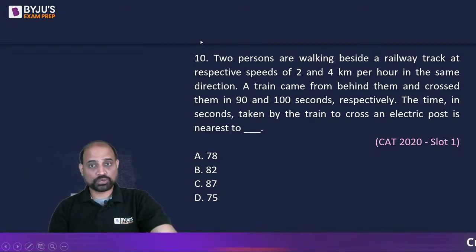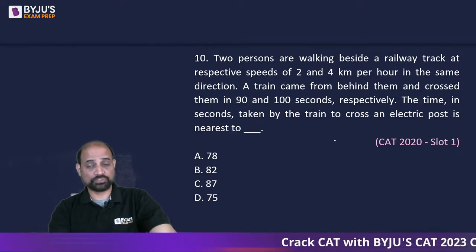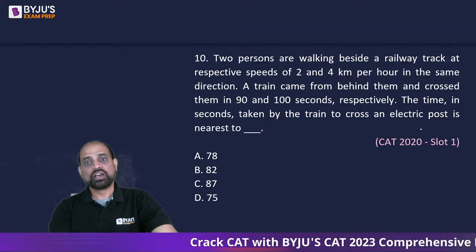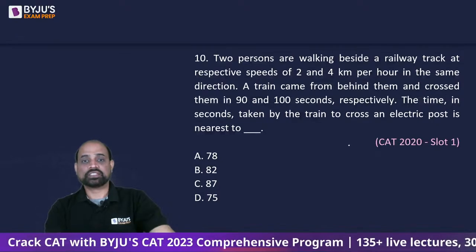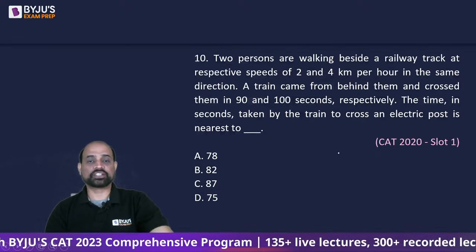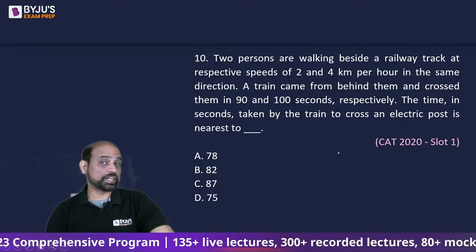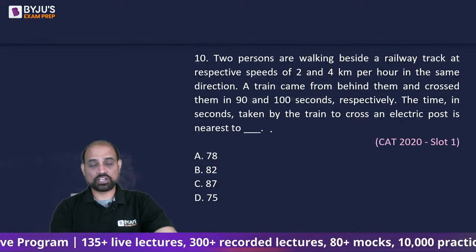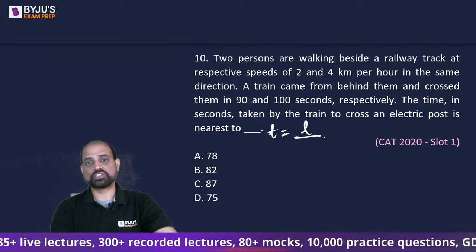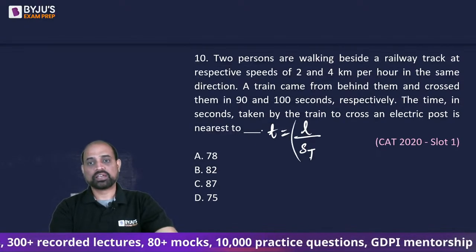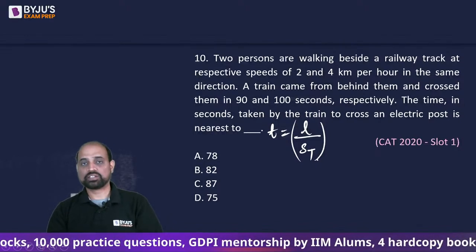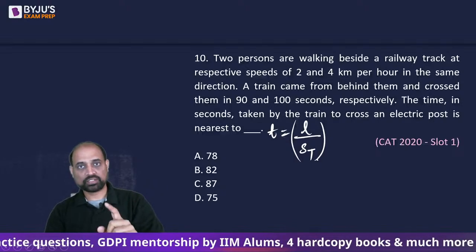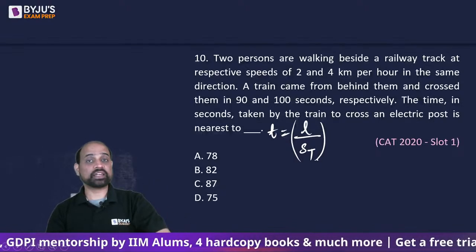Okay, next question. Two persons are walking beside a railway track at respective speeds of 2 and 4 km per hour in the same direction. A train came from behind them and crossed them in 90 and 100 seconds respectively. The time in seconds taken by the train to cross an electric post is nearest to. So we need to find out the speed of the train. क्योंकि इसका जो formula होता है, this is given as length of the train upon speed of the train. If a moving body with a certain length wants to cross a point object, it's given as length of the body divided by its own speed.